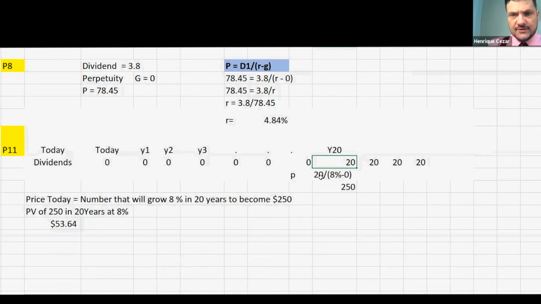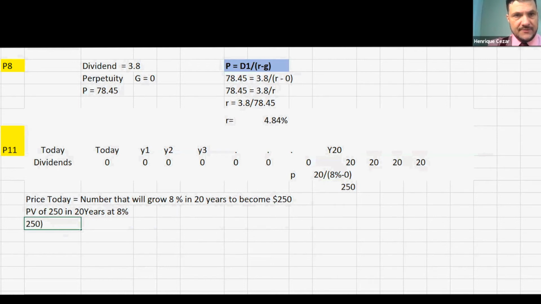I'm going to focus here. So look at that. $250 is the fair price in year 20. How do I know the fair price today? Bring $250 from 20 years from now to today. It's a simple present value calculation. I hope you can see it there.